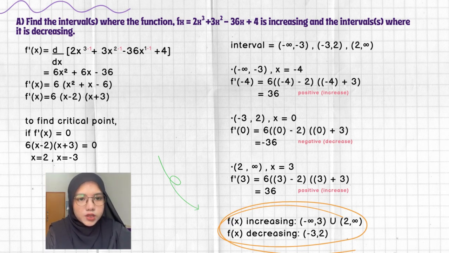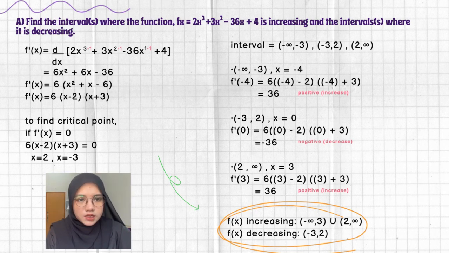So f(x) will decrease. For the third interval, which is 2 to infinity, x will be 3. So we substitute it. f'(3) equals 6(3 - 2)(3 + 3). So the answer will be 36, which is positive, and f(x) will increase again.